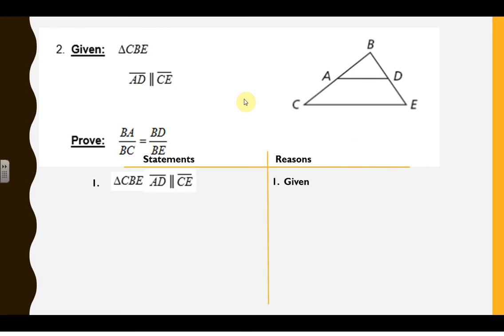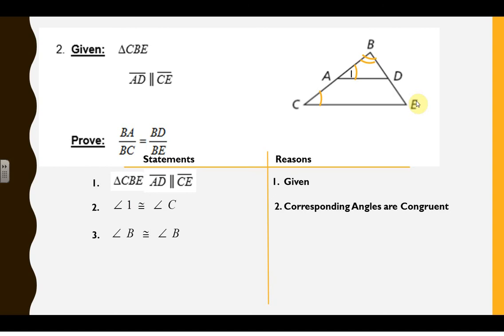But don't forget that we also have corresponding angles. So this angle here and angle C are corresponding angles. I'm going to call that angle 1, so I can write it easier in my proof. And angle C, I'm fine to call it angle C because there's nothing else touching it. Corresponding angles are congruent. I then can use angle B being reflexive, or I could have used angle E and this angle here as corresponding, whichever one you're more comfortable with. I just want to remind you that the reflexive angle exists, so I'm going to use that one. So angle B is congruent to itself, reflexive property.